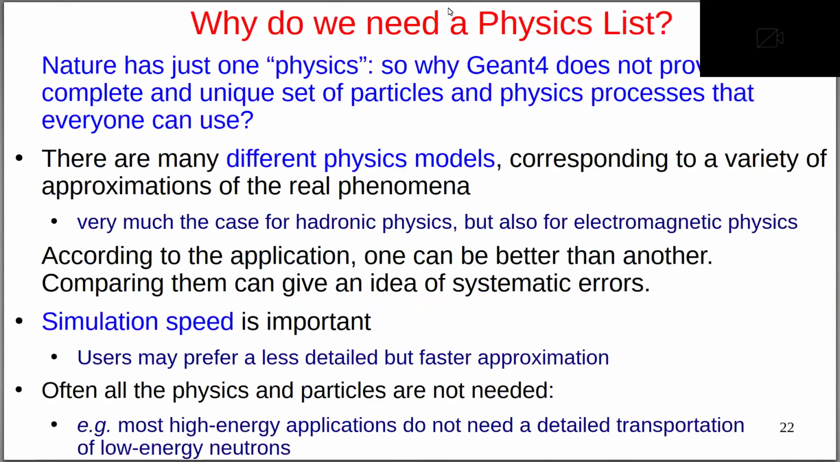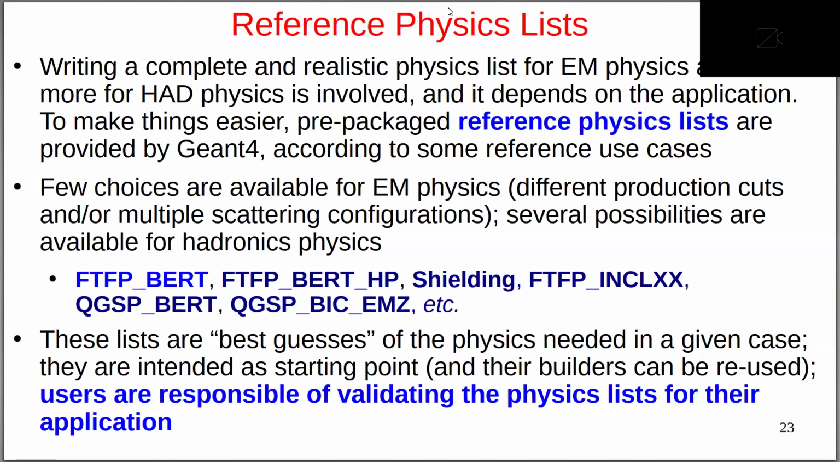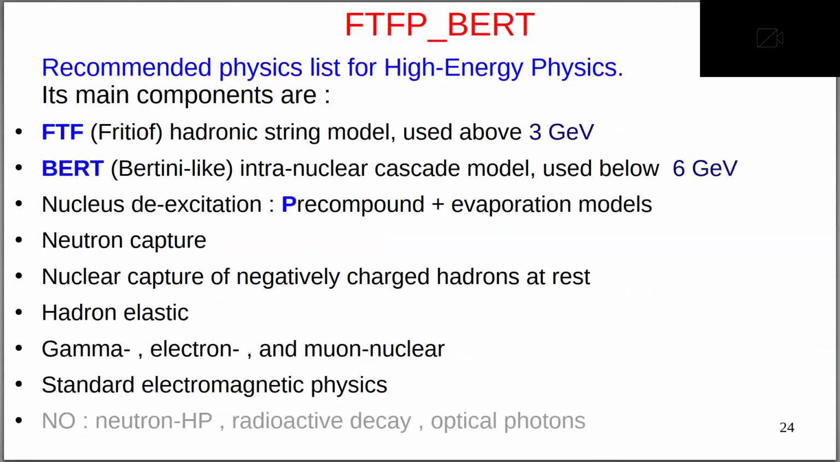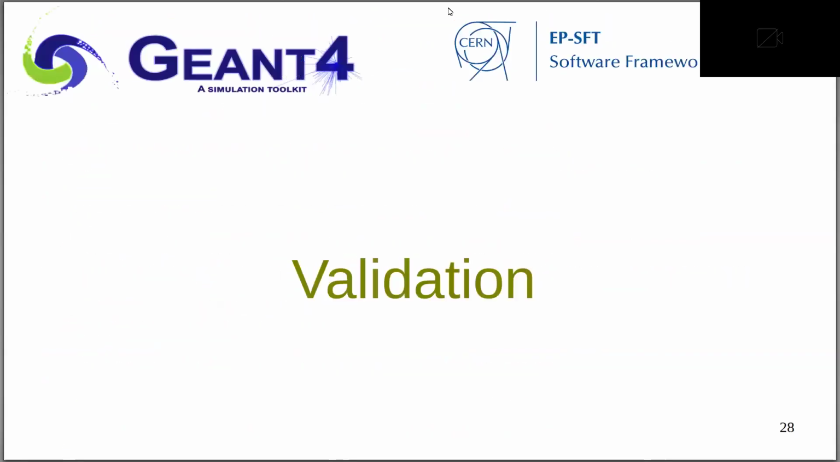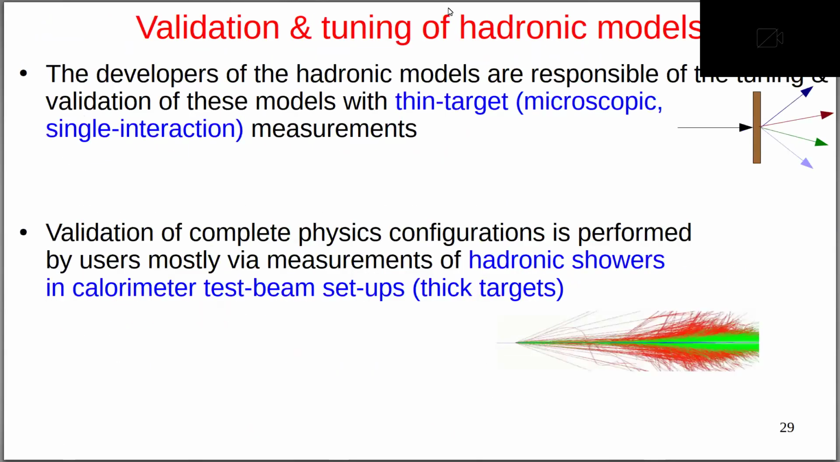So physics lists we have discussed a lot. It is important in the physics list that we choose the main hadronic models, and there are different choices according to the kind of physics that we want to describe, and how accurately we want to describe it. And then we were discussing validation. This is where we stopped.